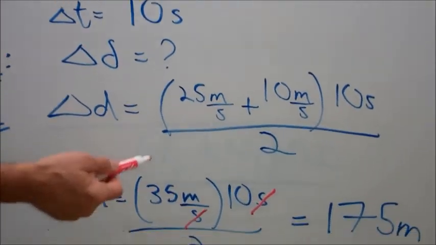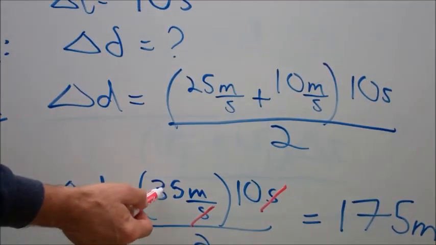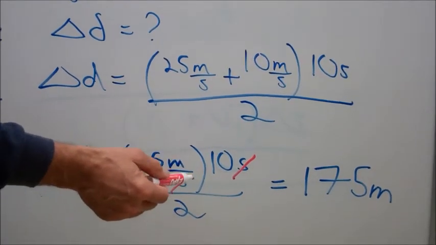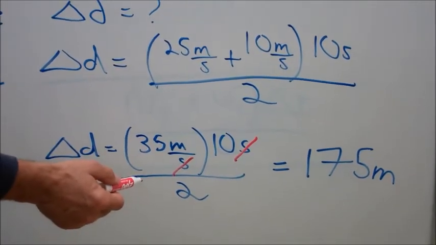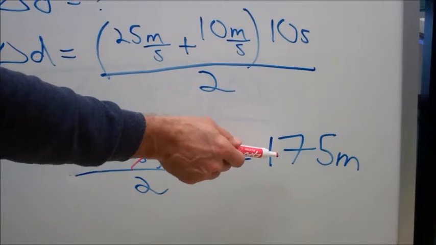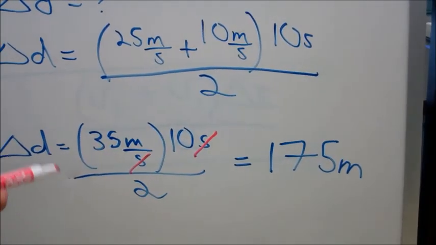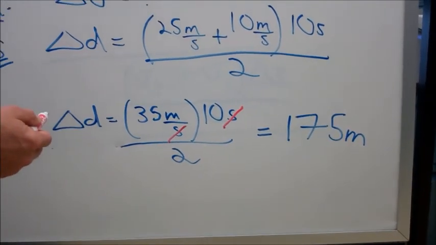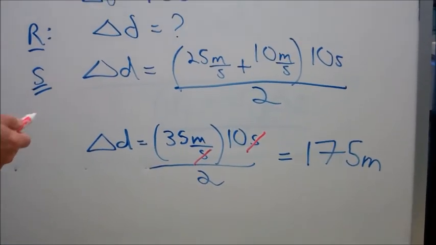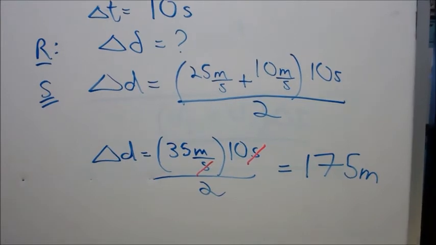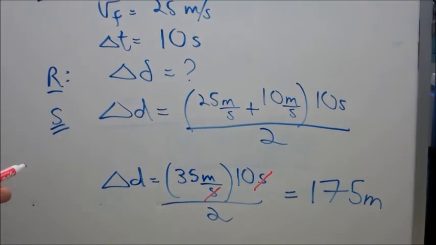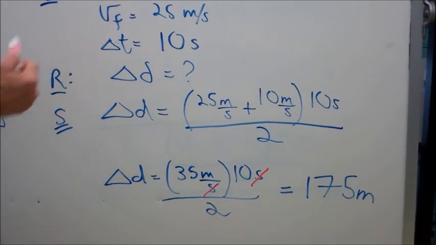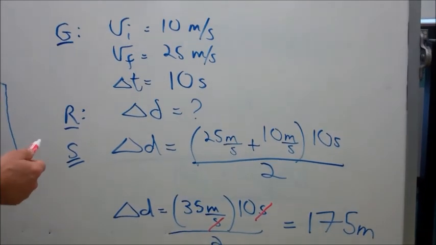You will see that 25 plus 10 is 35 meters per second. The second units cancel. Again, we're left with the proper unit of meters. And we have 175 meters, which corresponds to the answer we had from the first example in the first video. So therefore, you can see that we can solve the problem, instead of using our formula, which had represented a triangle and a rectangle, we solve with different variables as a trapezoid.